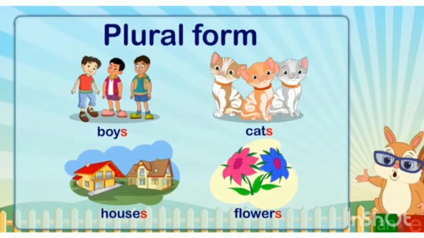For example, if one boy, then in plural form we can say boys, cat, cats, house, houses, flower, flowers.